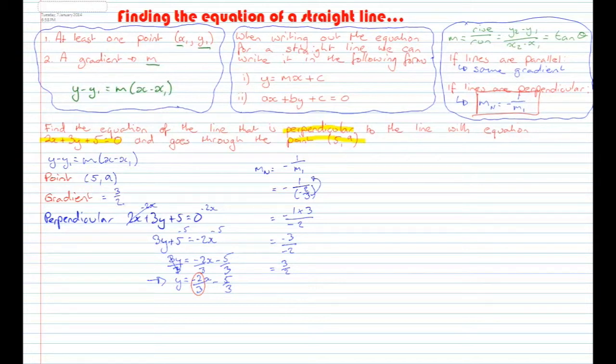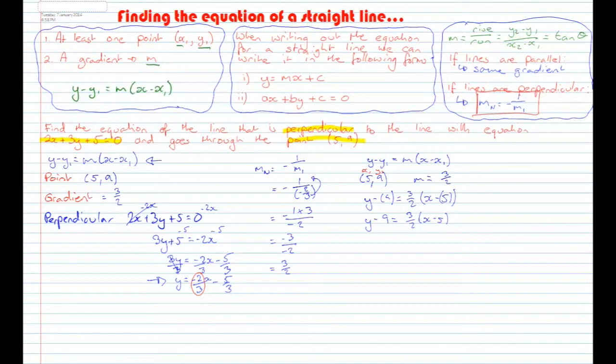Now I've got my point and my gradient. All I need to do is substitute into this original formula for the equation of a straight line. So let's do that: y minus y1 is equal to m bracket x minus x1. My point is the point 5, 9, and my gradient is equal to 3 over 2. Let's label the point x1, y1, and substitute in. So you go y minus y1 being 9 is equal to m being 3 over 2, x minus x1 being 5. Y minus 9 is equal to 3 over 2, x minus 5.